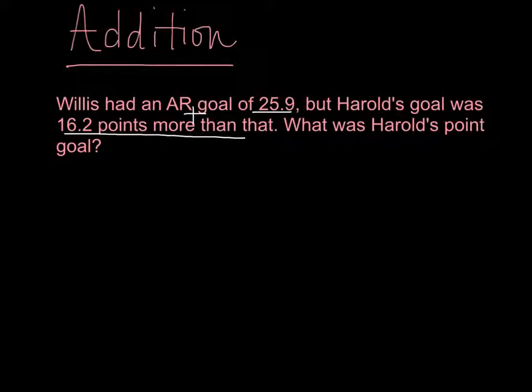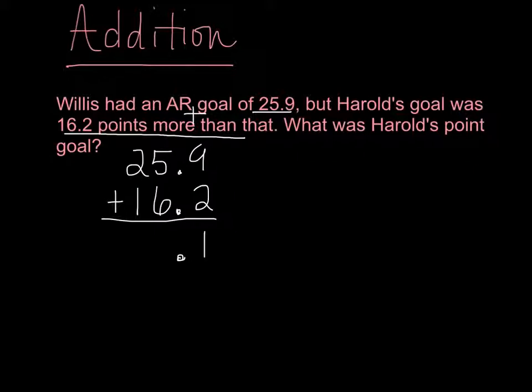So to solve this problem, you'll line up 25 and 9/10 plus 16 and 2/10. Since you're adding, you make sure you line up your decimals. Bring your decimal point straight down. 9 plus 2 is 11. 1 plus 5 is 6. 6 plus 6 is 12. 1 plus 2 plus 1 is 4. So that tells us when the question is asked what was Harold's point goal, it was 42.1.